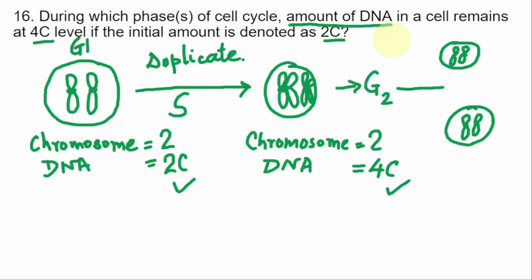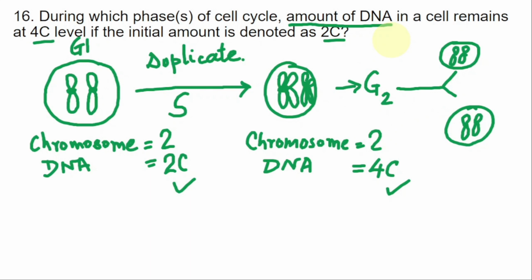And after that in M phase, it will divide into two cells. So half of the M phase will have 4C and the other half will have 2C. So the whole M phase is not included. So the only phase which is included is G2.